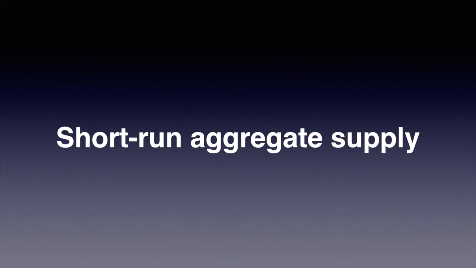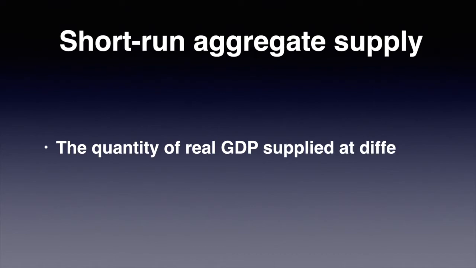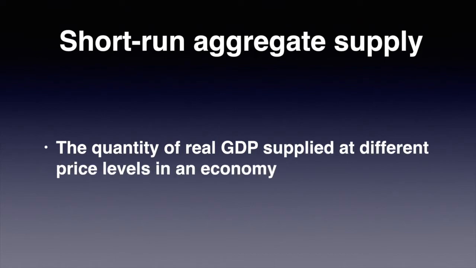In this video, we will examine the shape of the short-run aggregate supply curve and attempt to understand why it slopes upwards. Let's just jump right in. By definition, short-run aggregate supply represents the quantity of real GDP supplied at different price levels in an economy.